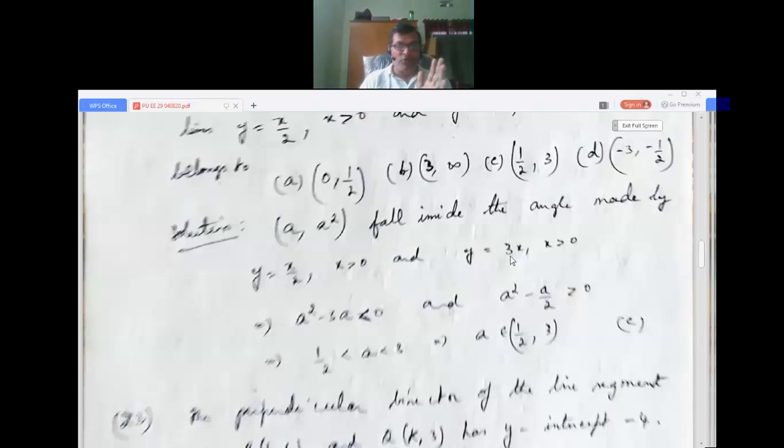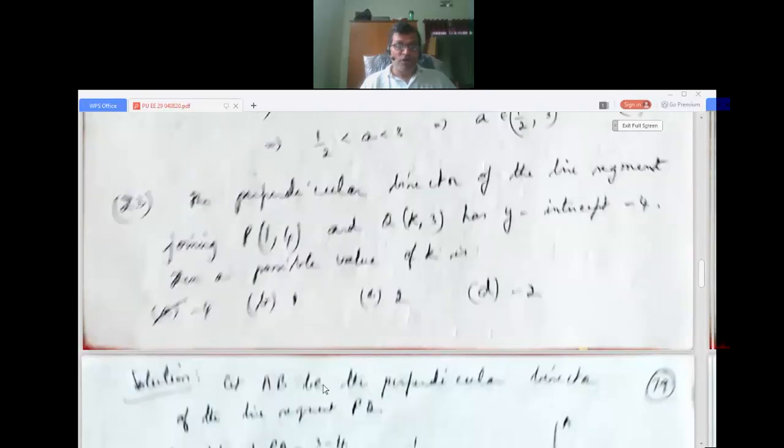So clearly substitute the value. Y is a squared, x is a, and simplify it. So a squared minus 3a less than 0, a squared minus a by 2 greater than 0. So we get a is in between half and 3. So a belongs to half comma 3.